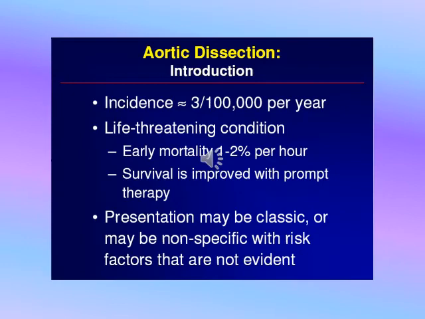Another very important topic is aortic dissection. It is a life-threatening condition. Its incidence is not very high, so 3 to every 100,000 per year, but the mortality is quite high and it's counted by the hour. So from the time of presentation of dissection, mortality would be 1 to 2% per hour.